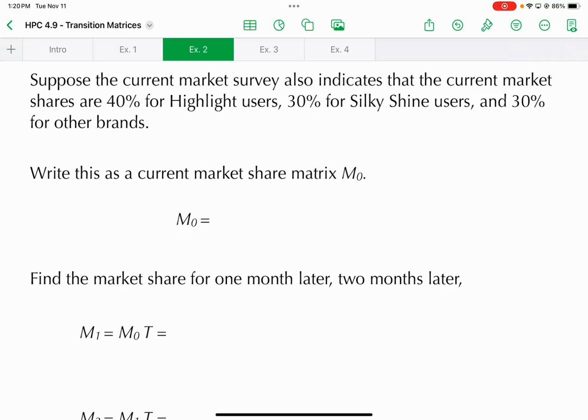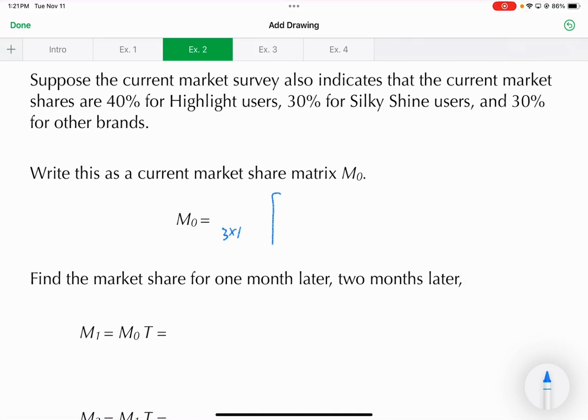What are my dimensions going to be, first of all? 3 by 1. So if I do a 3 by 1, then that is 3 rows, 1 column, yeah? So then that is 0.4, 0.3, and 0.3, okay?